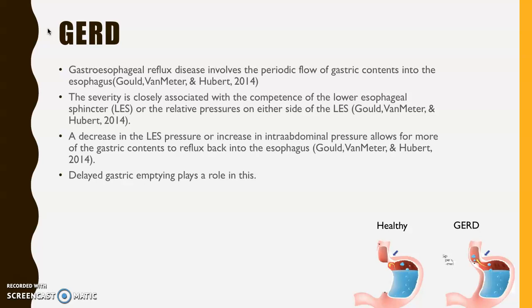In this slide, I will explain more of the pathophysiology of GERD. So GERD involves the periodic flow of gastric contents into the esophagus. The severity is closely associated with the competence of the lower esophageal sphincter or the relative pressures on either side of the lower esophageal sphincter. A decrease in the LES pressure or an increase in intra-abdominal pressure allows for more of the gastric contents to reflux back up into the esophagus. Delayed gastric emptying plays a major role in this. So I found a nice picture that shows the difference between a healthy esophagus and GERD.